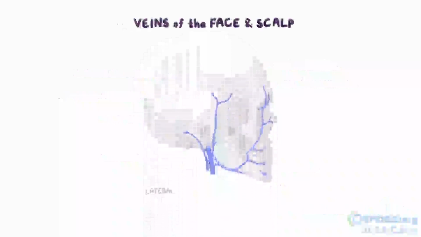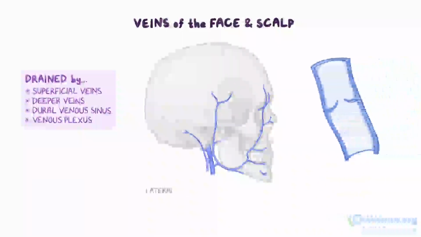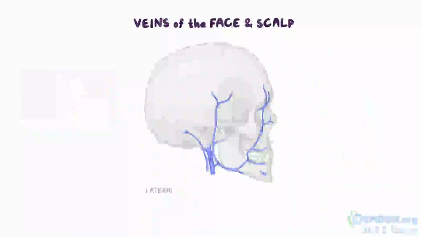Now let's move on to the veins of the face and the scalp. Blood is drained by superficial veins, which form many anastomoses with each other. Deeper veins, a dural venous sinus, and venous plexus. All facial veins are valveless, which allows blood to move in any direction, meaning if a vessel is compressed, blood can drain through a different path.